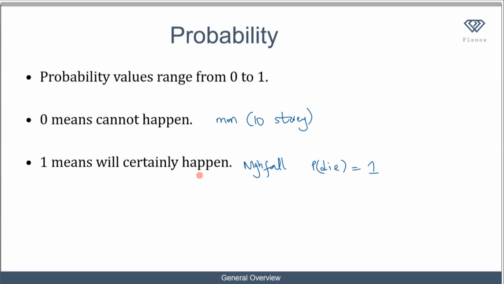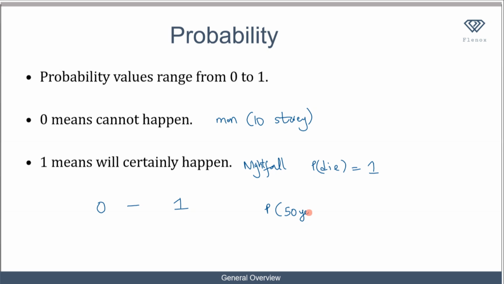So probabilities in which you know the event will certainly happen are what? 1. While those that can never happen are what? 0. Most of the questions we'll be tackling have probability values that fall between 0 and 1. For instance, when we are talking about the probability that a man will live up to 50 years old.